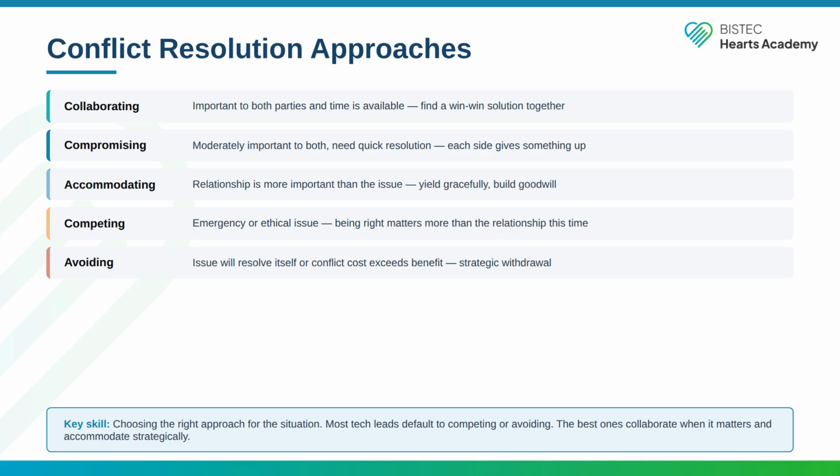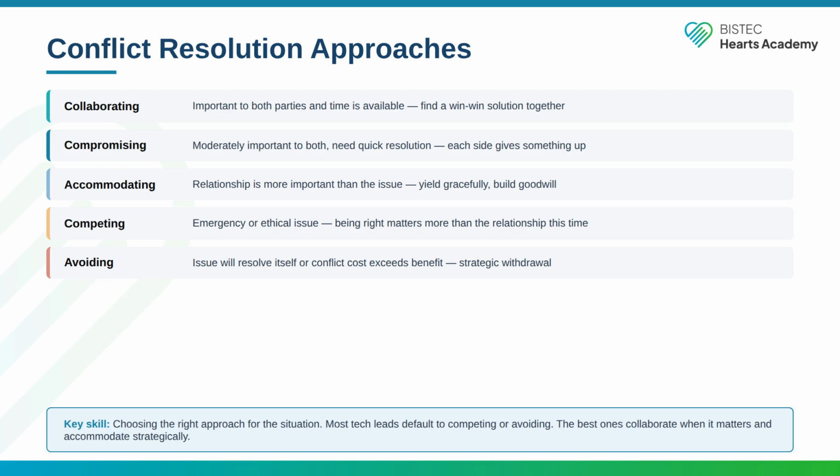This is the win-win approach. You work together to find a solution that satisfies both sides. It takes more time but produces the strongest outcomes and preserves relationships. Compromising. Use this when the issue is moderately important to both sides and you need a quick resolution. Each side gives something up. This is faster than collaborating, but the outcome is often good enough rather than optimal.